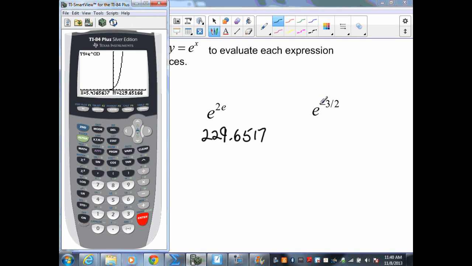And in this example, e to the -3/2. Again, I'm going to press second trace, which is calculate a value. And my x is going to be -3/2. So here I have -3 divided by 2. Enter, and I get a value of 0.22313. And when I round that to the fourth decimal place, it's 0.2231.